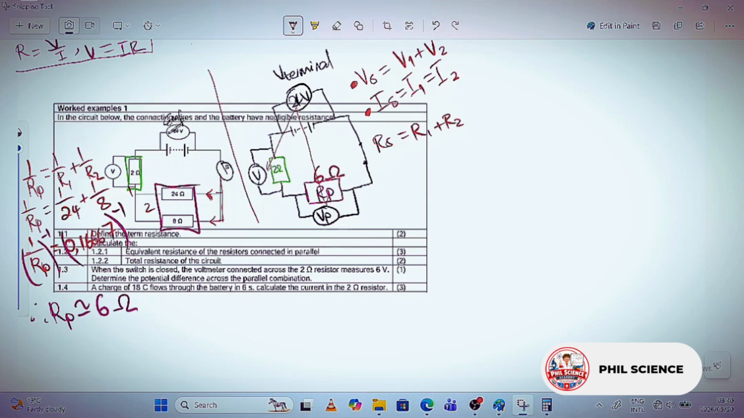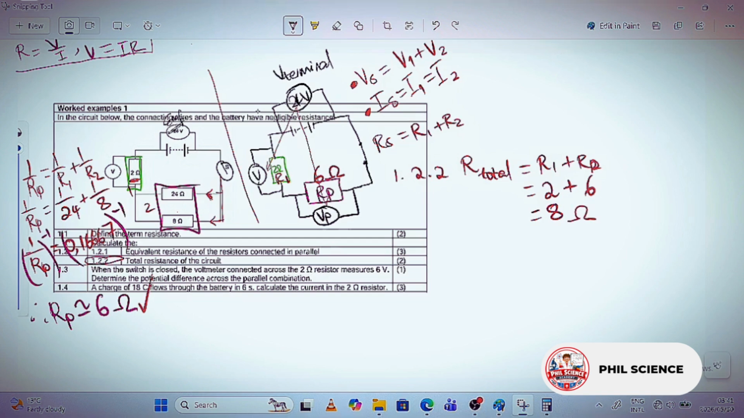So now we found our RP. The next question says that we have to determine the total resistance of the circuit. Since we found this, we are only left with this one, and this one and RP are actually in series. So for 1.2.2, R total will be equal to R1 plus R parallel, since they are connected in series. Our R1 is 2 ohms and R parallel is 6 ohms, and 2 plus 6 gives us 8 ohms.